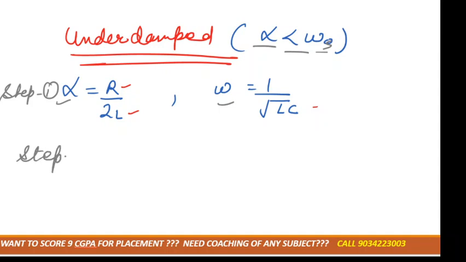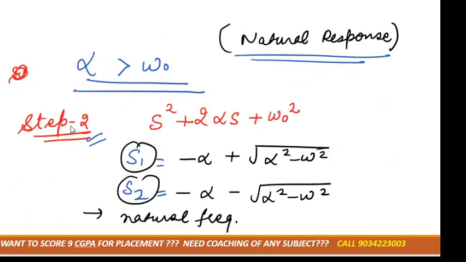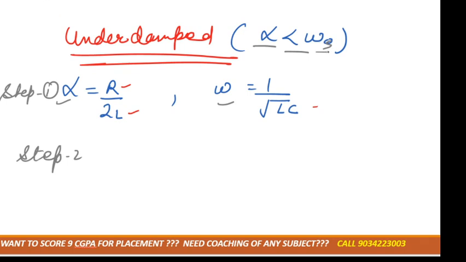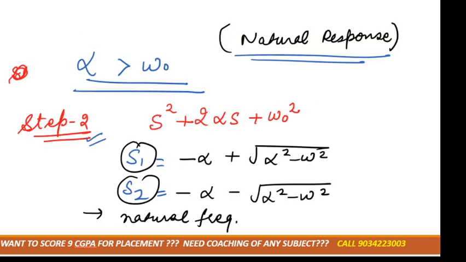Next is step number 2. We have to follow the same steps. Step number 1, in the overdamped, alpha and omega we need to calculate. Step number 2, we have to calculate S1 and S2, right? So similarly for the underdamped, in this case the roots are complex. The roots must be complex. So in this again step number 2, we have to calculate the value of S1 and the value of S2 as we have done for the overdamped case.